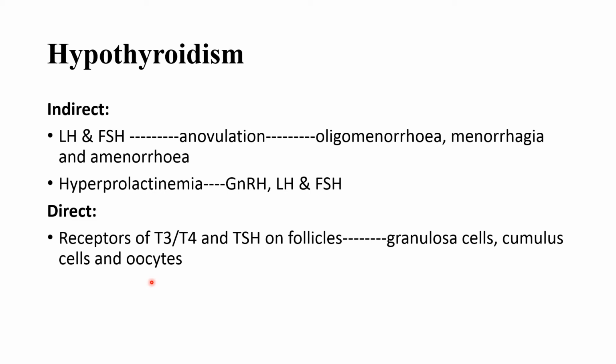And another thing, T3, T4 are suspected to mature or activate receptors of the LH on granulosa cells. So if T3, T4 are not present, then these granulosa cells would be resistant to LH. They would not respond to LH. So hypothyroidism is affecting the ovulation process directly and indirectly.